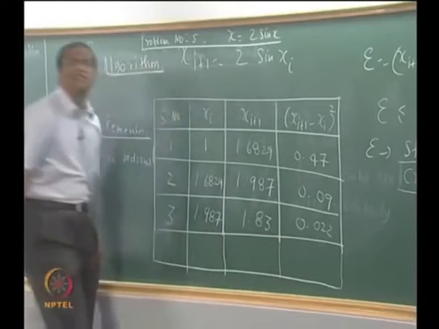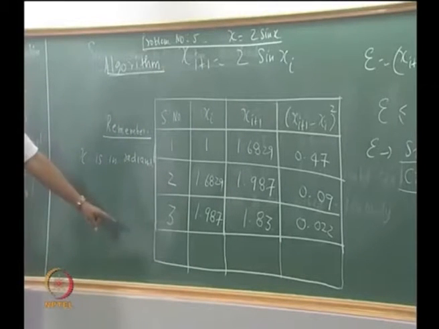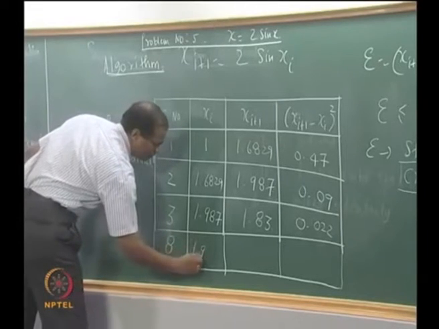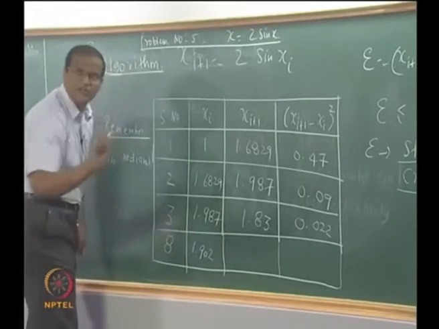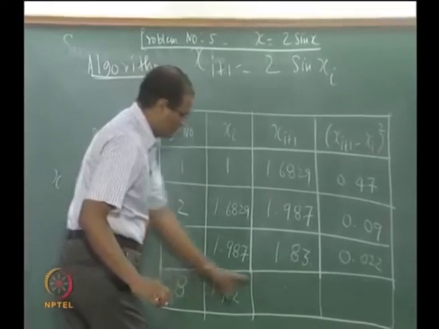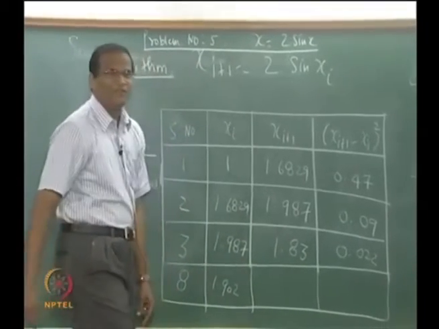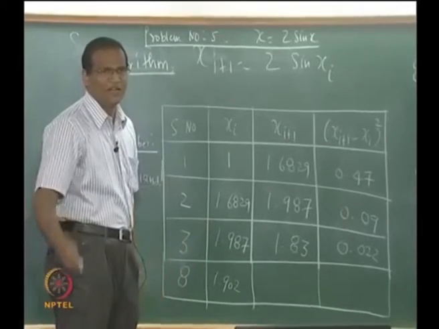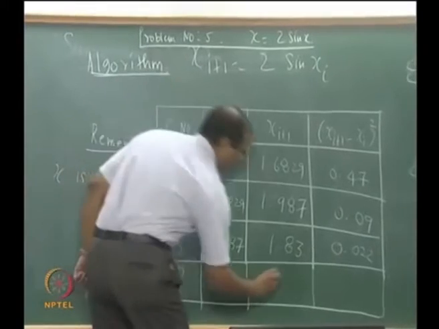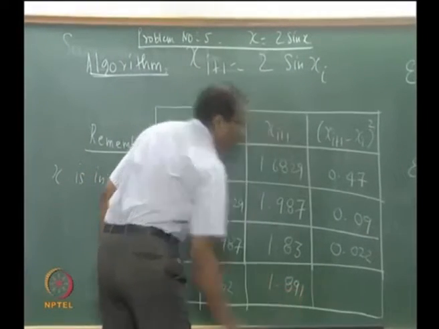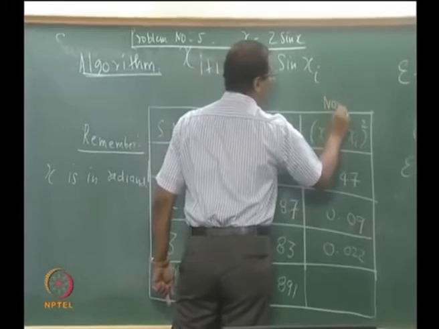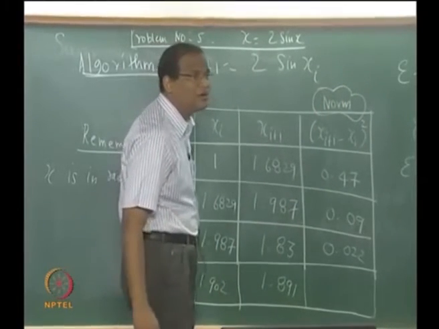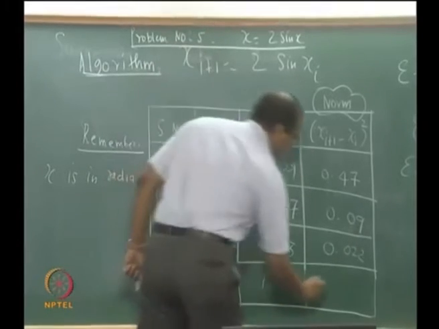Is there somebody who already got the answer? Tell me the iteration number. 8. Good. 1.902. Okay, 1.902. Abhinandan, do it again, 1.89. Okay. Norm is, so this is called the norm. Roughly 1 into 10 power minus 4.